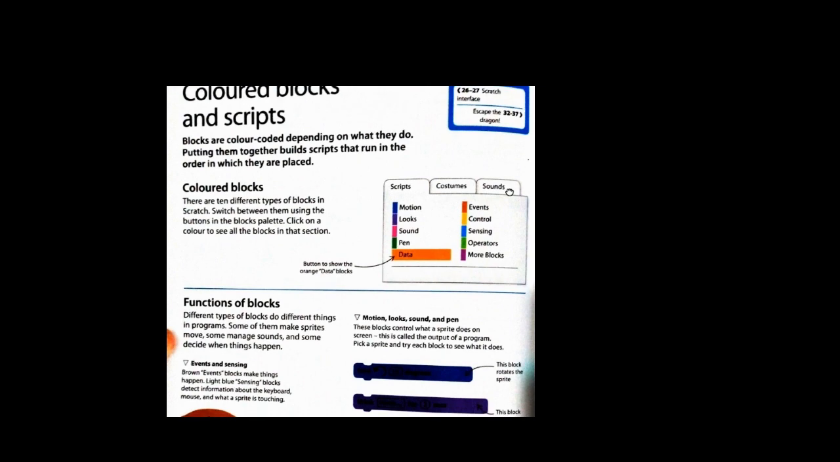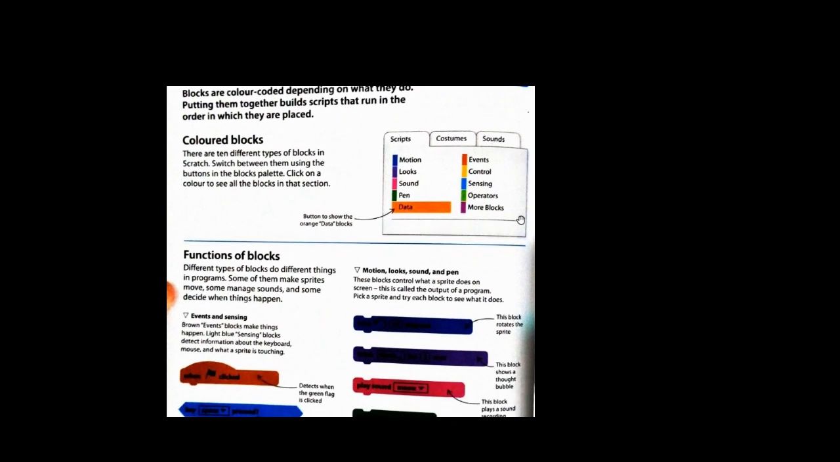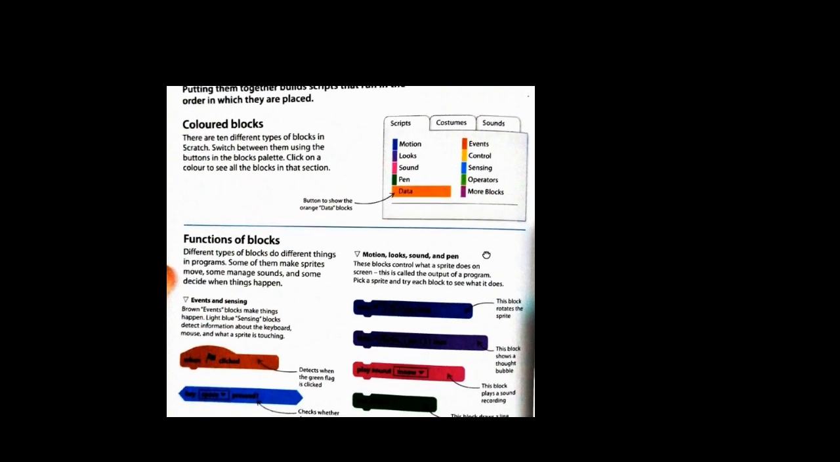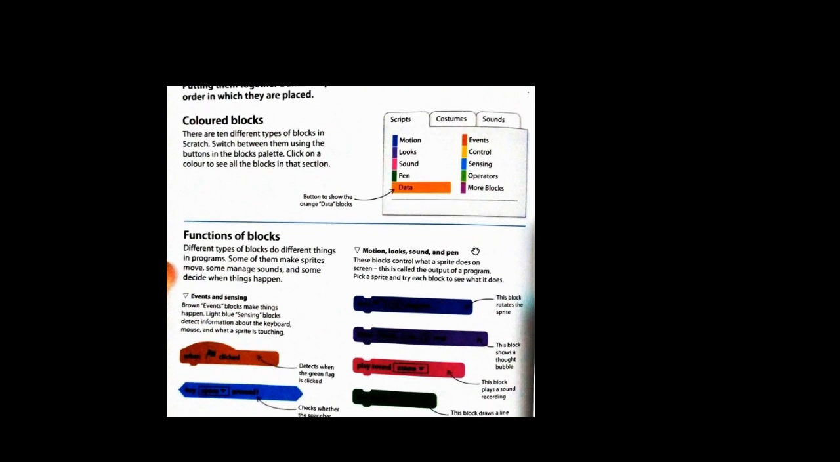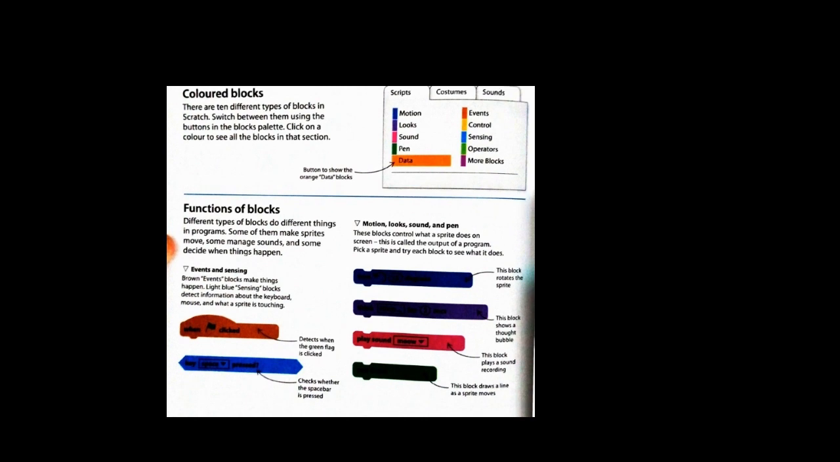Colored blocks and scripts. Blocks are color-coded depending on what they do. Putting them together builds scripts that run in the order in which they are placed. Colored blocks. There are 10 different types of blocks in Scratch. Switch between them using the buttons in the blocks palette. Click on a color to see all the blocks in that section. Scripts: motion, looks, sound, pen, data, events, control, sensing, operators, more blocks.